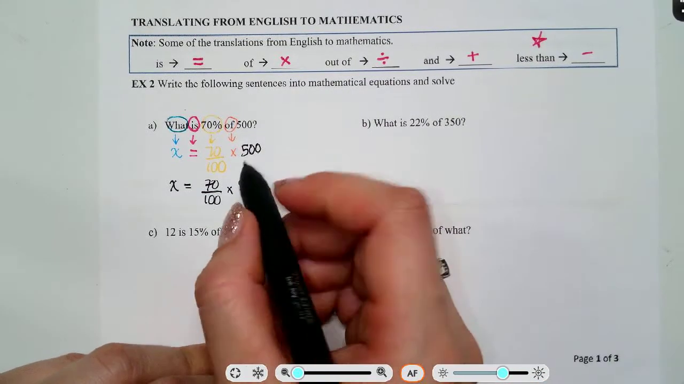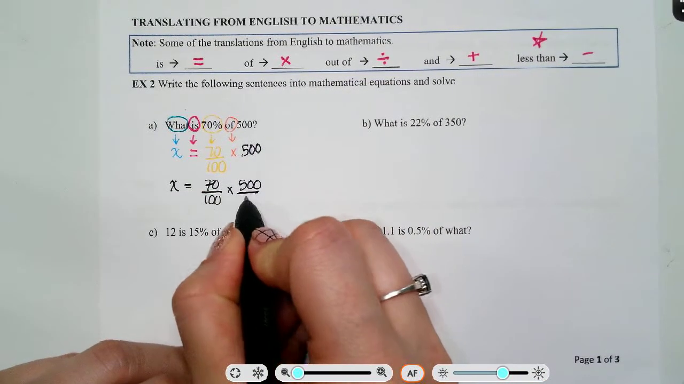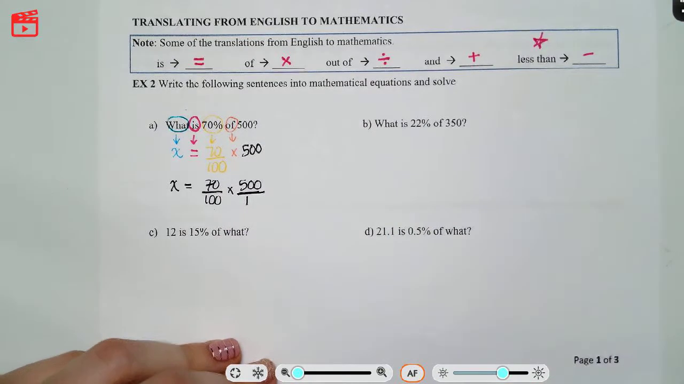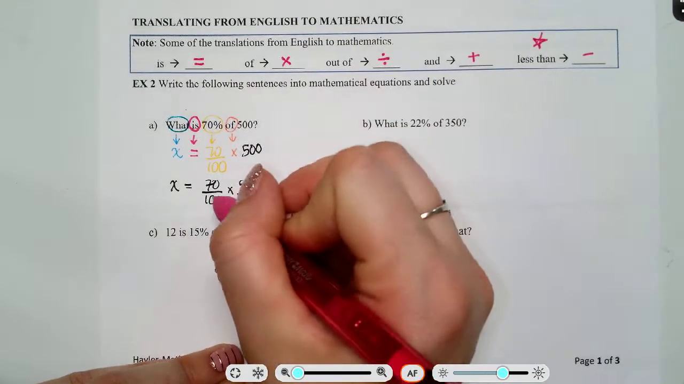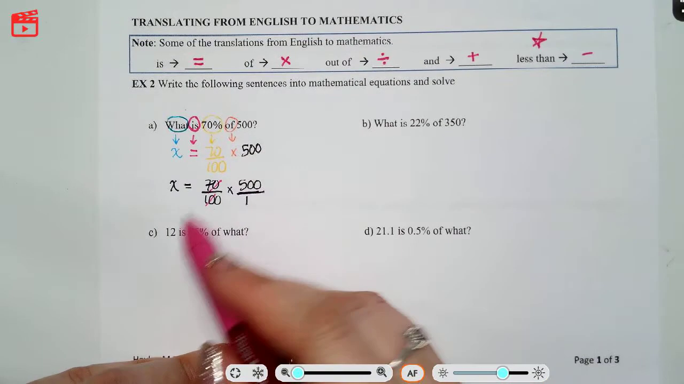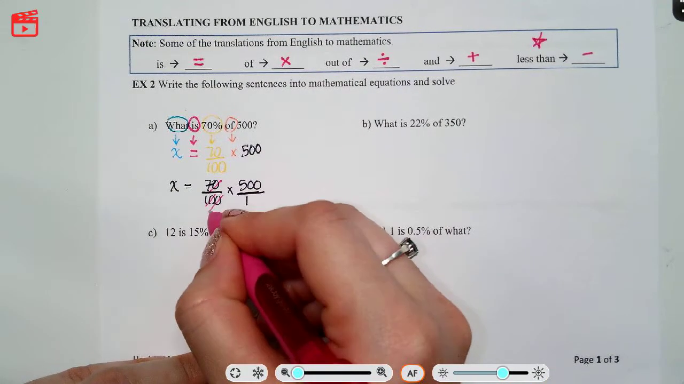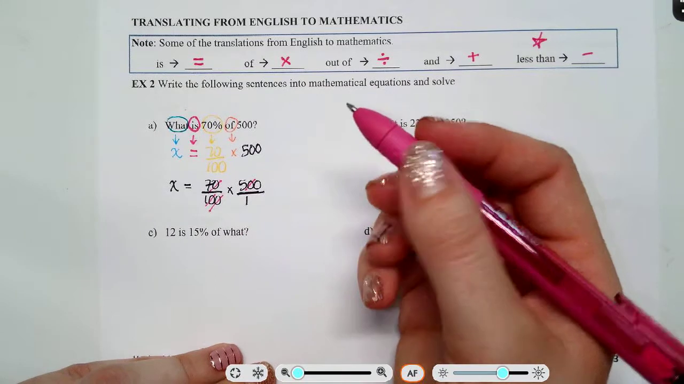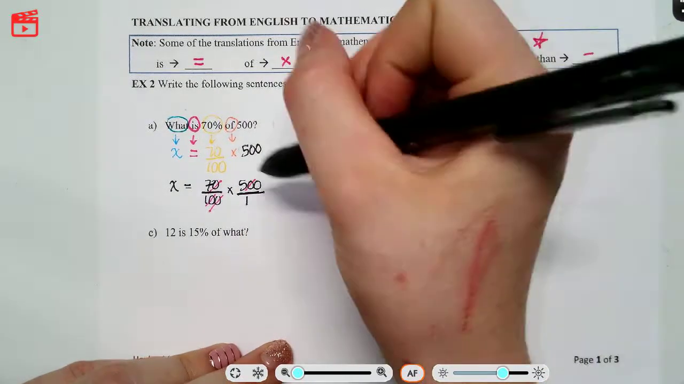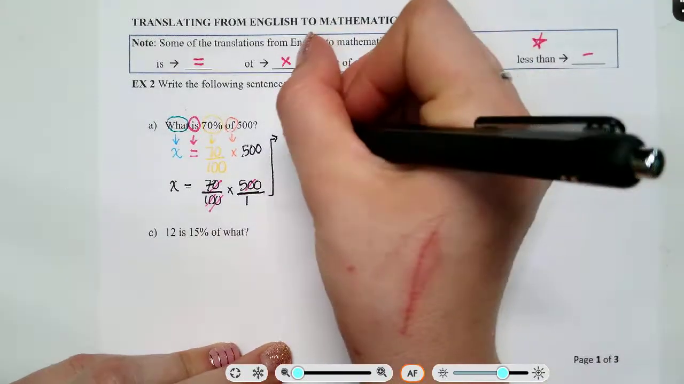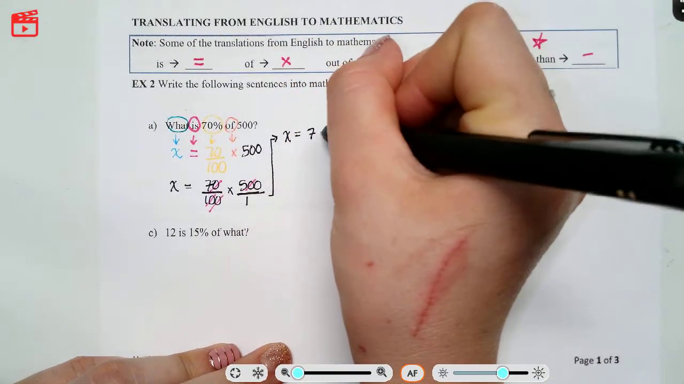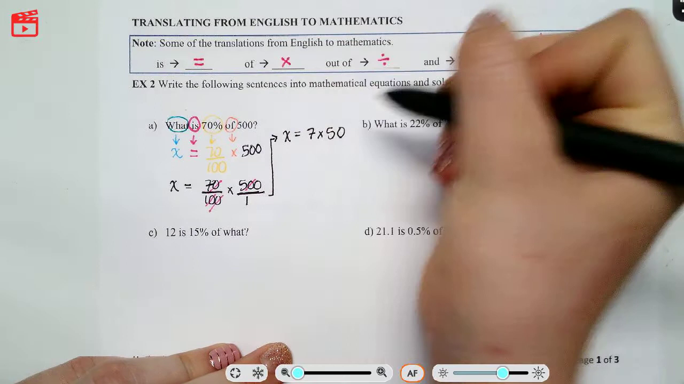And now let's simplify this. Well, I know I can write 500 as 500 over 1. Let's see, can I do any of that canceling zeros trick that I did before? Well, yeah, I can cancel this 0 with that 0. And I can also cancel this 0 with one of these. So all I'm going to be left with is, and let me carry this over to the side using my nice arrow to let you know where I'm going, x equals 7 times 50.